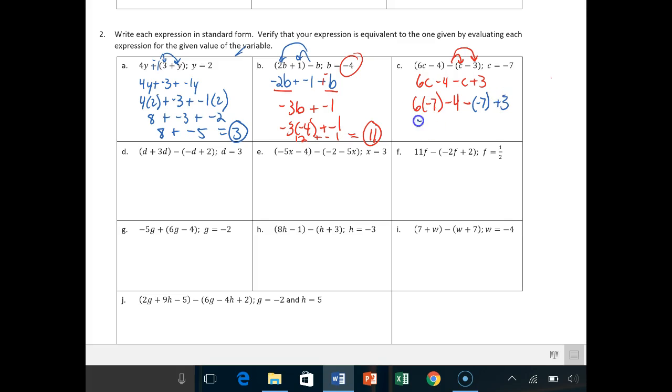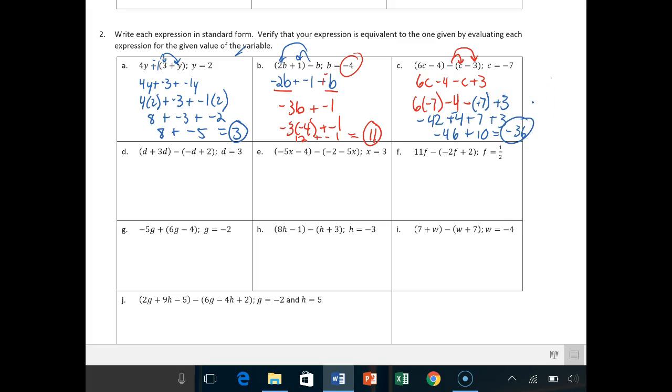So we have negative 42 minus 4. We could do keep, change on all these. Keep, change, plus positive 7, right? Keep, change, plus 3. So this is negative 46 plus, those are two positives, 10, right? Gives us negative 36. Whole bunch of stuff going on there, right?